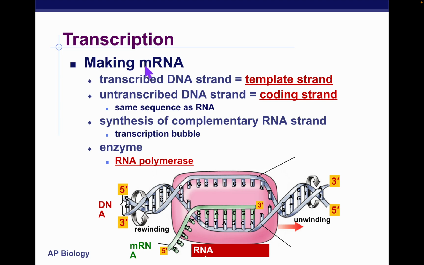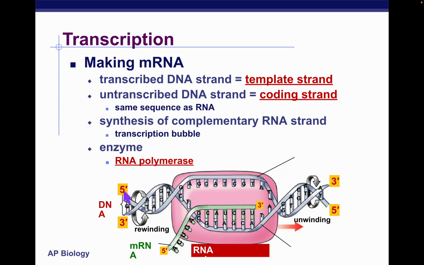We have a transcribed DNA strand, which is our template strand. We have an untranscribed DNA strand, which is our coding strand. And that will have the same sequence as RNA. The synthesis of the complementary RNA strand occurs in a transcription bubble. And the enzyme responsible is RNA polymerase. So this is a big RNA polymerase.